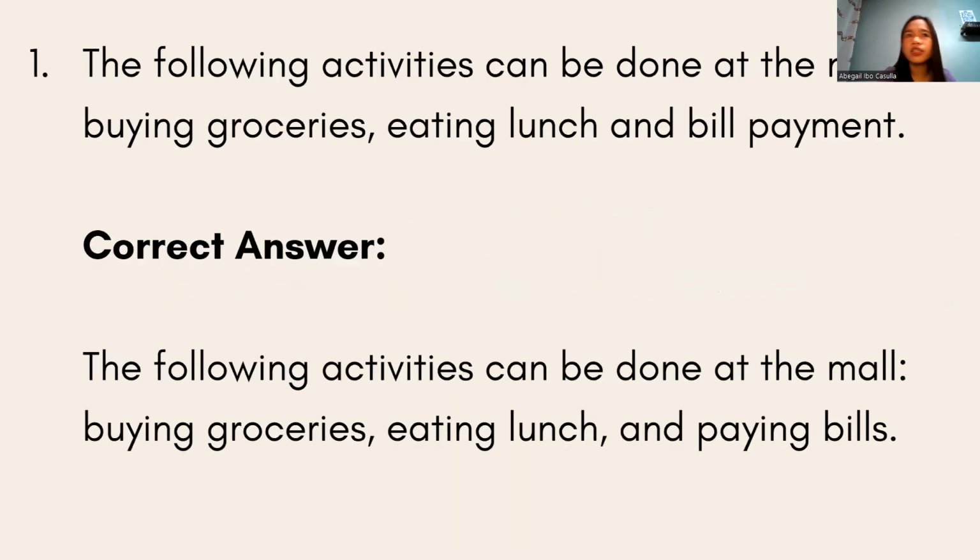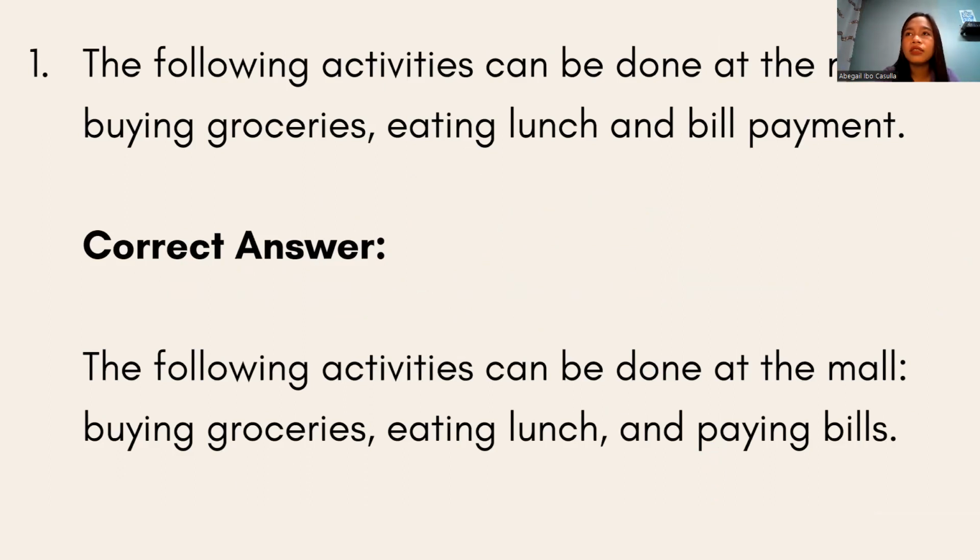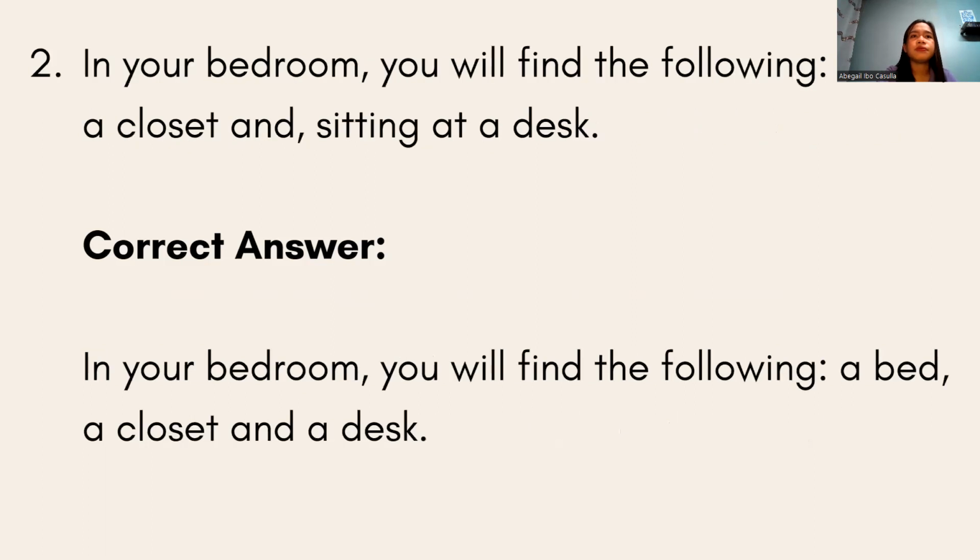All right, let us now check your answers. Number one, instead of buying groceries, eating lunch, and bill payment, we will be making it into paying bills. So we have parallelism using the gerunds. Number two, this is a list. After a colon, there is a list: a bed, a closet, and sitting at a desk. So to make it parallel, we'll have to make it a bed, a closet, and a desk.